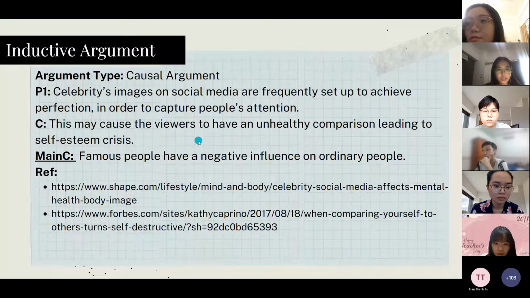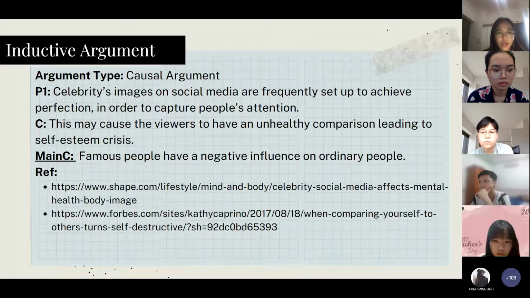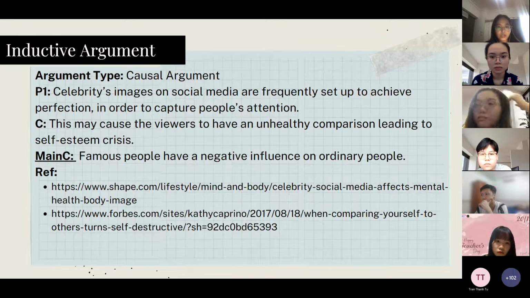As I mentioned, the celebrities' images on social media are frequently set up to achieve perfection in order to capture people's attention. Also, this causes the viewers to make unhealthy comparisons, leading to a self-esteem crisis. Therefore, we need guidance on how to interpret celebrities' influence. We can use celebrities' cases as entry points into important discussions about personal style, health, or life choices in general. I will give the presentation to the next person.